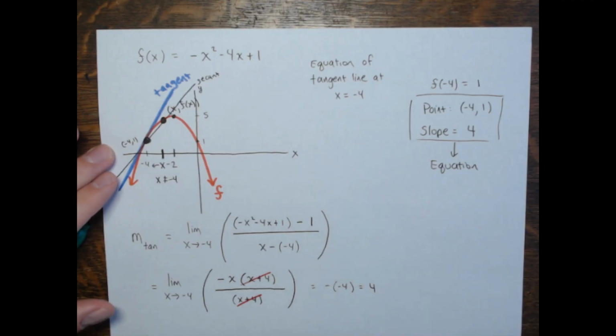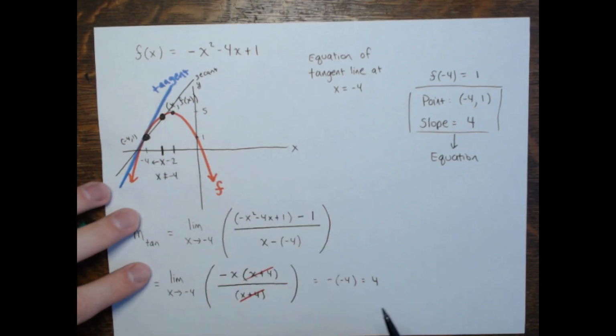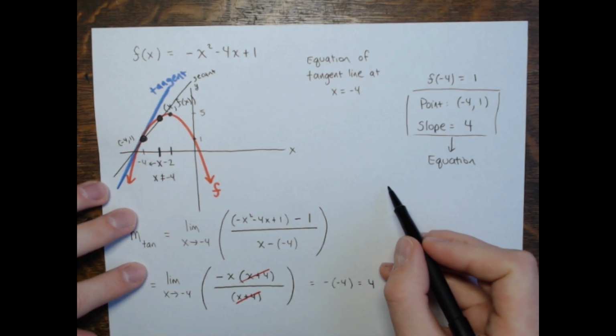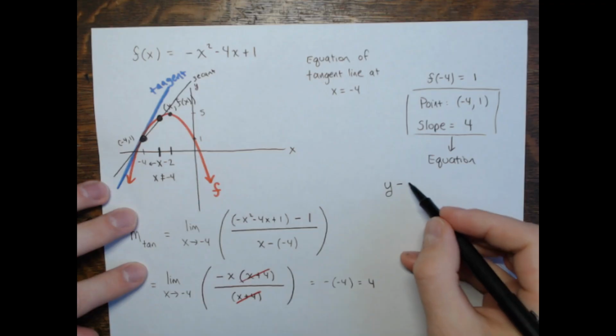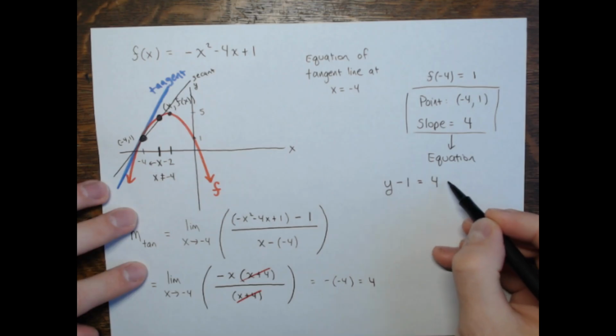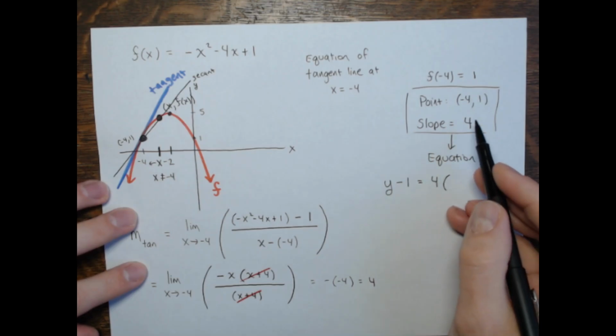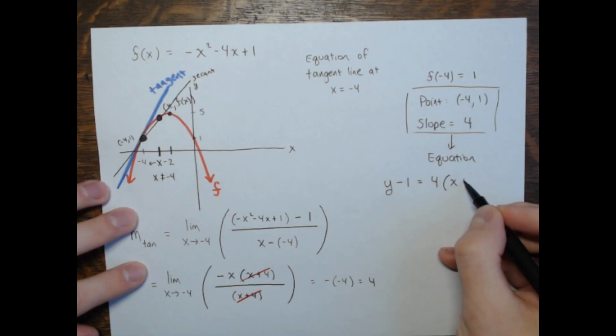So putting these two things together, I can write the equation of this tangent line I drew. Again, in point slope form, that would simply be y minus 1 equals the slope 4, and then times the quantity x minus -4, which would be x plus 4.